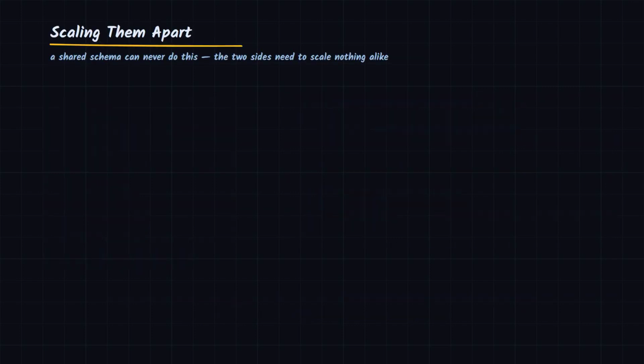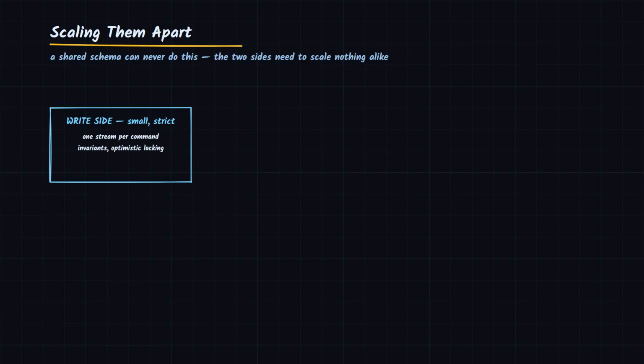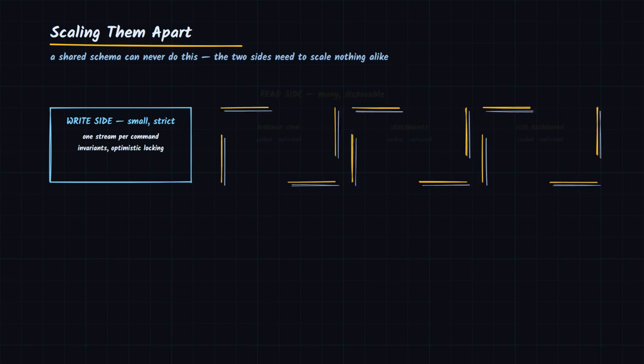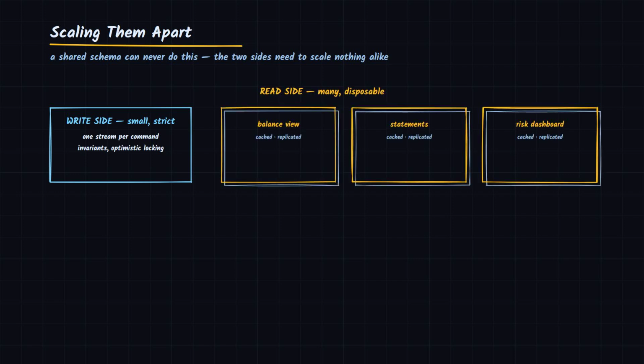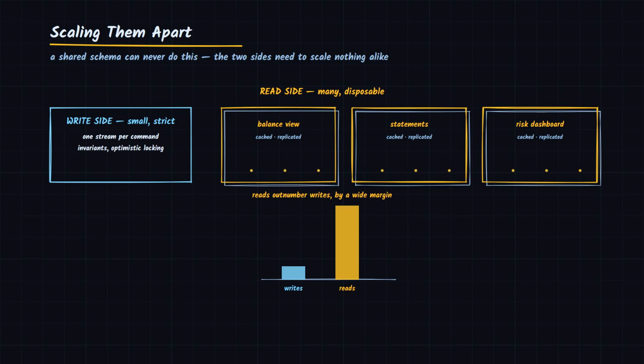The split also gives you something operationally that a shared schema never can. The two sides scale independently, and they need to, because their load is nothing alike. Reads outnumber writes by a wide margin in almost every real system, and now you can throw read replicas, caches, and denormalized tables at that without a single consequence for correctness, because none of it is authoritative.